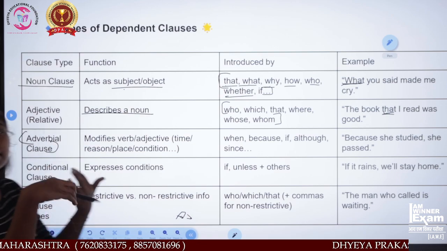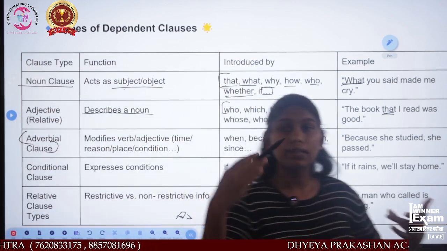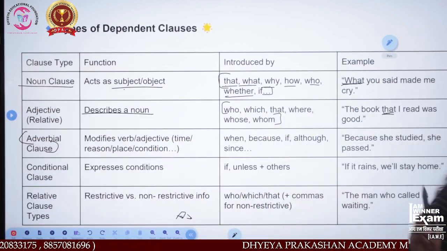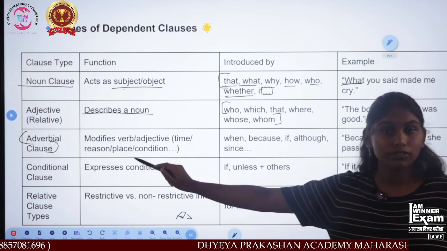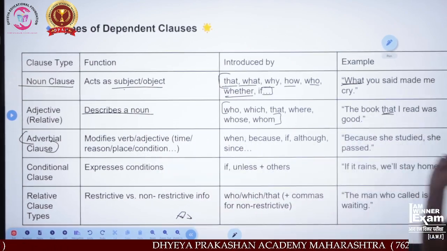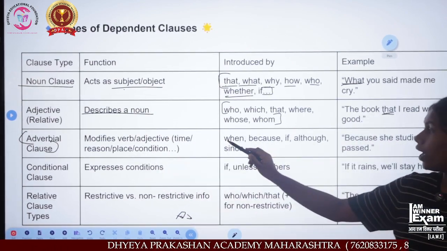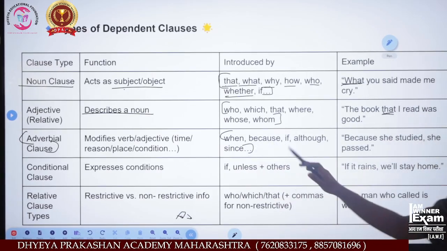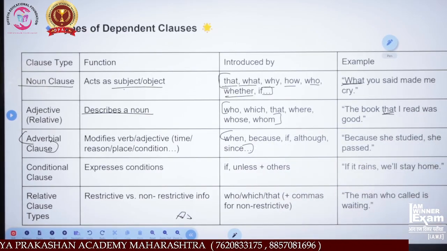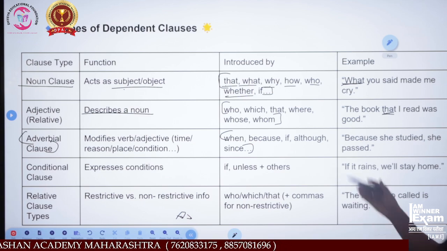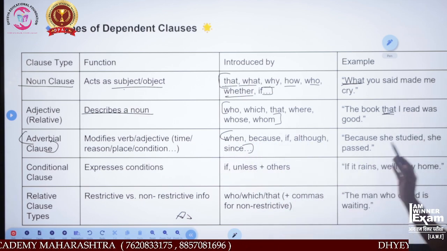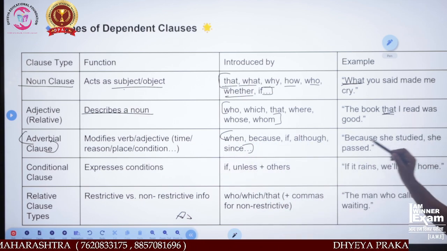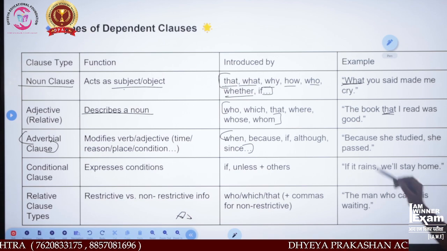This modifies the condition, modifies the time, modifies the place. So it is known as adverbial clause, okay. Now when, because, if, although and since. These are some words by which you can identify which type of dependent clause the example is, okay. Now, because she studied, she passed.